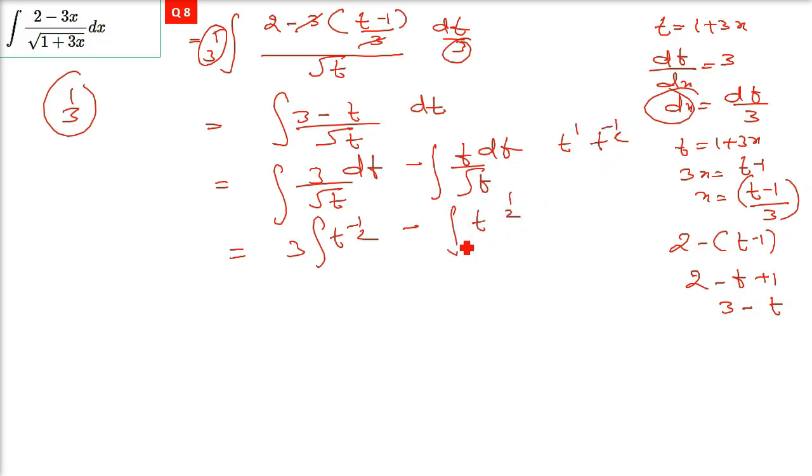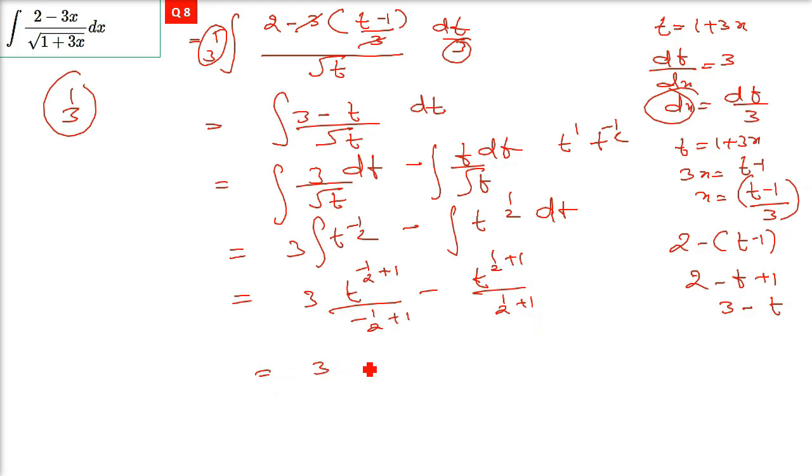So 1 minus half is half only, so t to the power half. So 3 t to the power minus half plus 1 divided by minus half plus 1. See, these are standard results. I'm just trying to explain this every time, but those who know can just skip or increase to 1.2x speed.